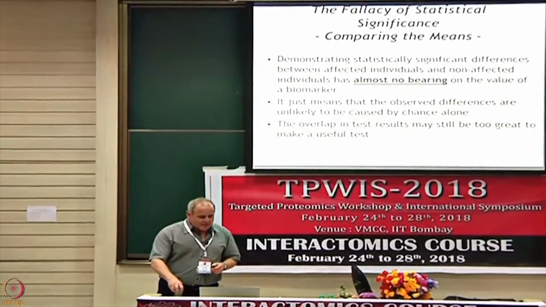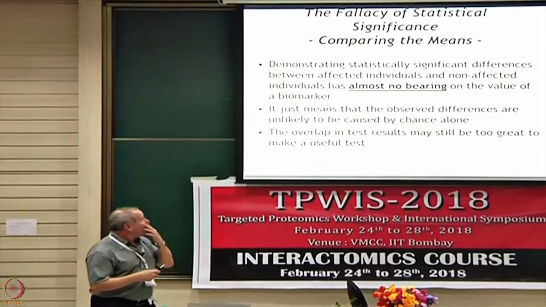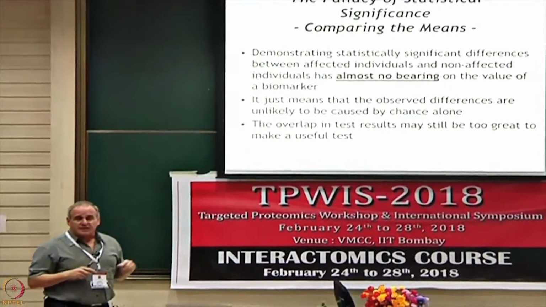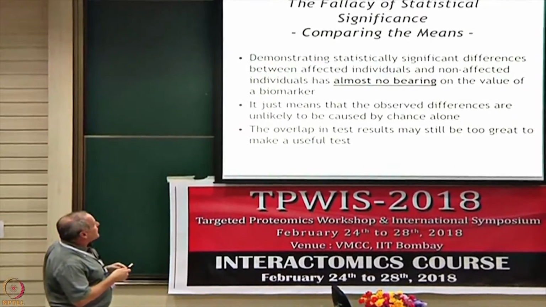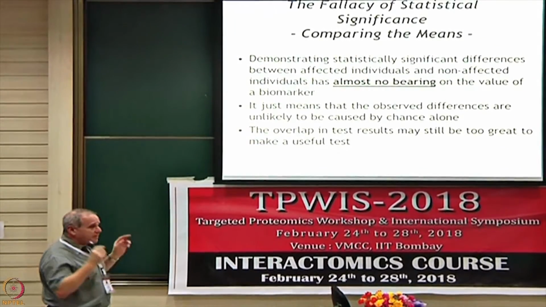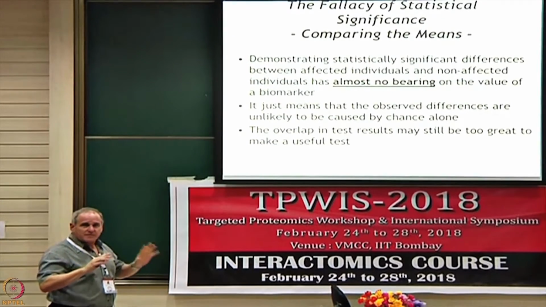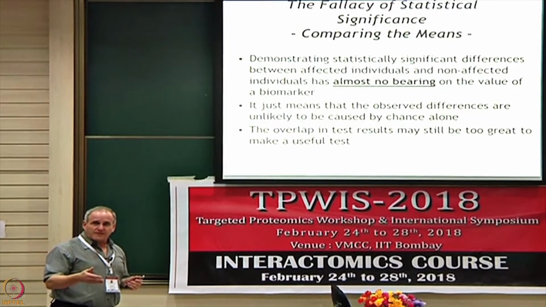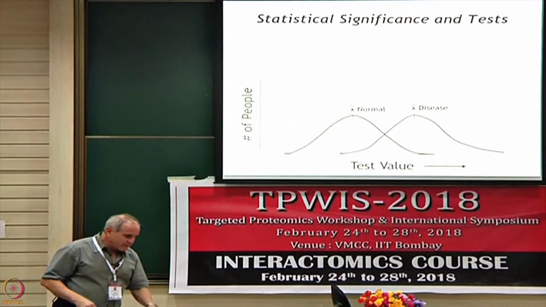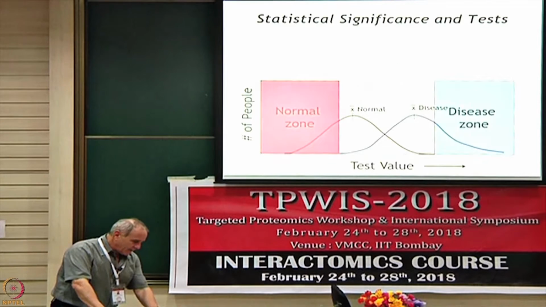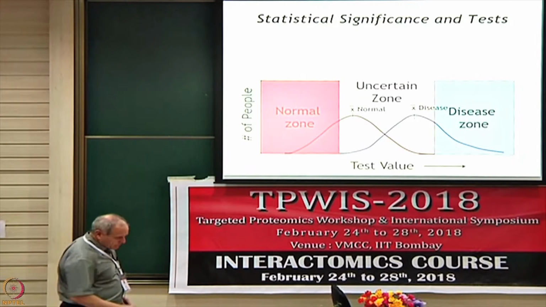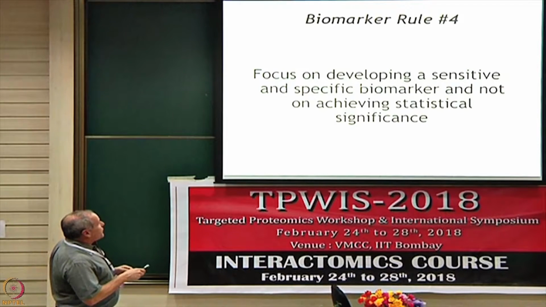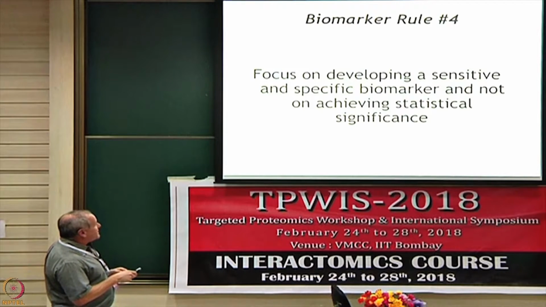Okay, and then this is something that we talked about a little bit earlier already. This is what I call the fallacy of statistical significance. And so we kind of covered that already. Just because there's a good p-value between A and B doesn't mean that they're good biomarkers. You should be using sensitivity and specificity, not p-values. And that's really shown on this slide here, which we've already covered, so I'm going to skip that. All right, so focus on sensitivity and specificity markers and not on statistical significance.